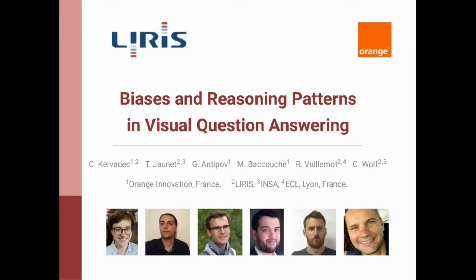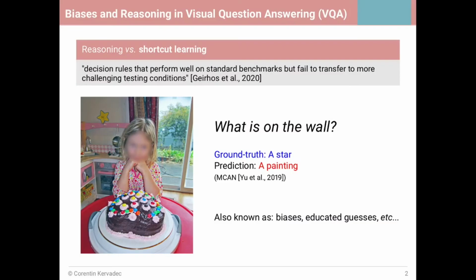I'm happy to present to you some of our recent works focusing on biases and reasoning in visual question answering. These works address the issue of reasoning versus shortcut learning. Shortcuts are defined as decision rules that perform well on standard benchmarks but fail to transfer to more challenging testing conditions. VQA models are notorious for their tendency to rely on shortcuts.